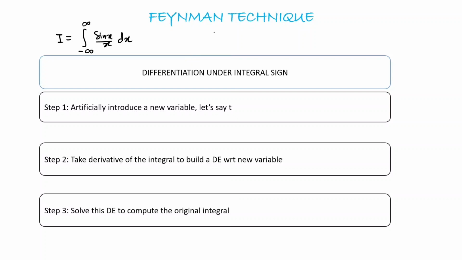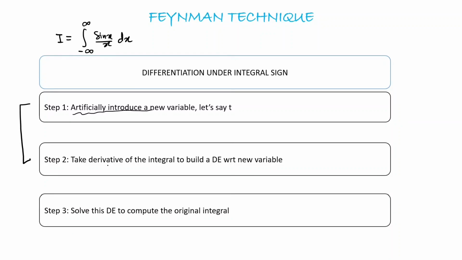So what is Feynman technique? It says that first and foremost thing, we are going to artificially introduce a new variable. You can call it anything. And after that, in the next step, we are going to take derivative inside the integral to build a differential equation, and then we will solve that differential equation. So most of the action happens here. Step number one, we have to introduce a new variable. This is where we have to apply some of our basic knowledge of integration and a little bit of common sense. Second step is more of a mathematics. We just have to take the derivative and go with the flow.